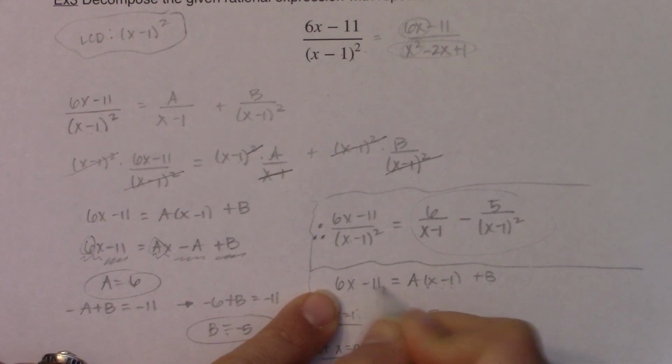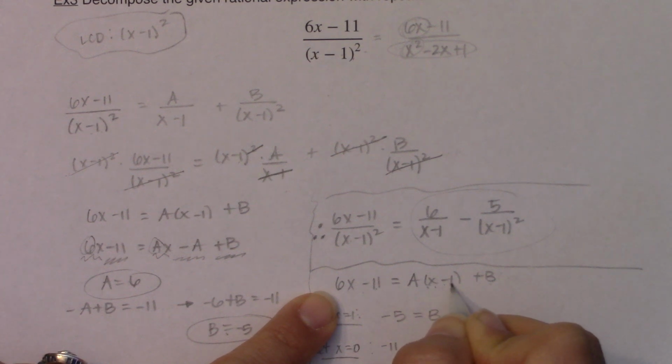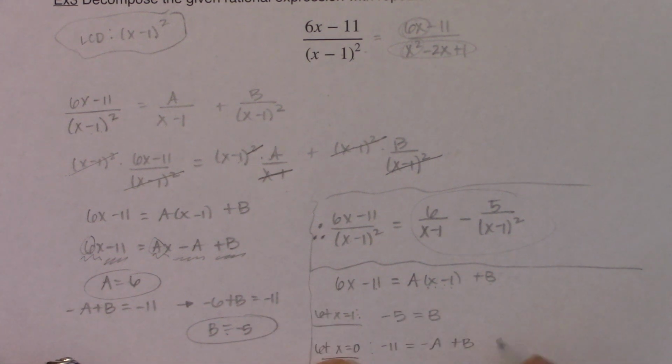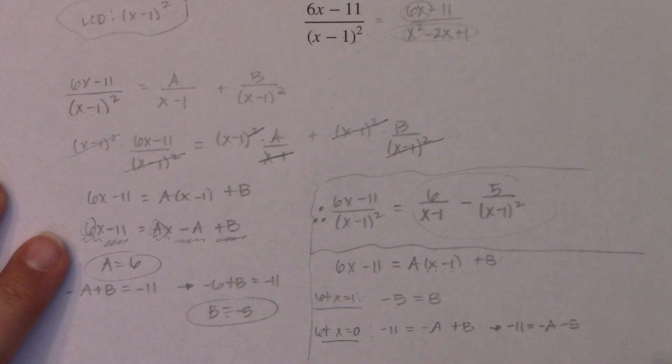If I let x equal 0, I get -11 on the left side. If I let x equal 0, 0 - 1 is -1. -1 times a is -a + b. But we know b is -5, right? So I can start to sub this, and I get -11 equals -a - 5. When I solve for a, and I know I'm getting to the end, if I add 5 to the left side, I'll have -6 equaling -a, and I still arrive at a equaling 6 and b equaling -5.